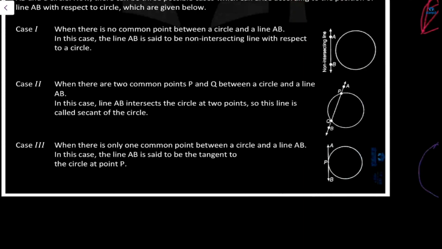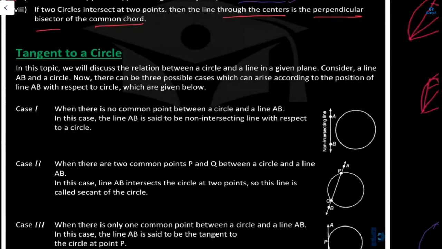Now, tangent of a circle. What is a tangent of a circle? It's a line drawn from any point of the circle. That means a tangent touches the circle at only a single point. Only one point. If it is touching at 2 points, it is not a tangent. So a tangent touches a circle at only a single point.